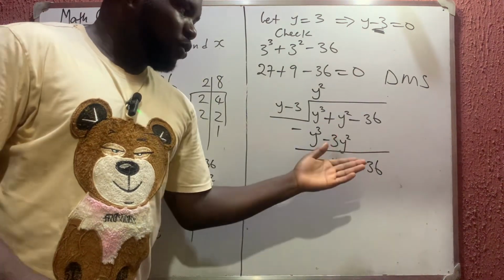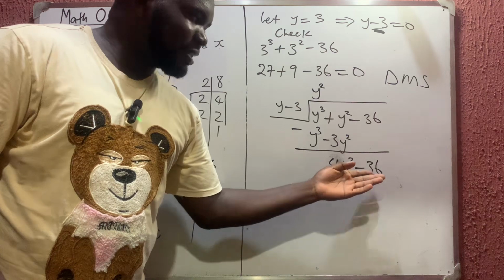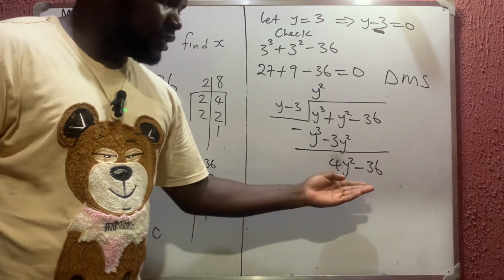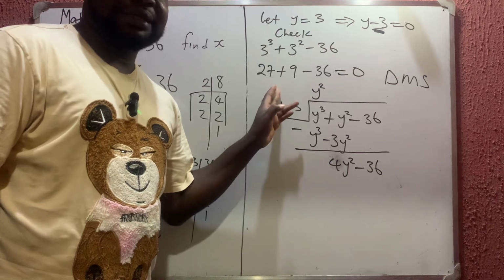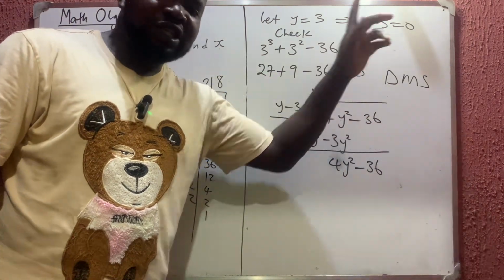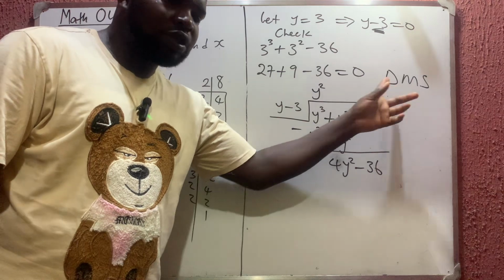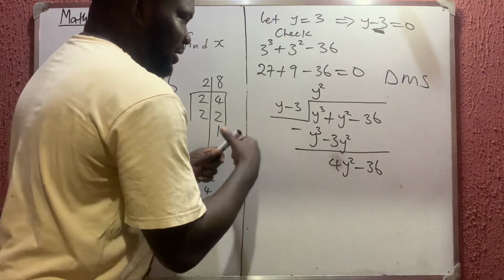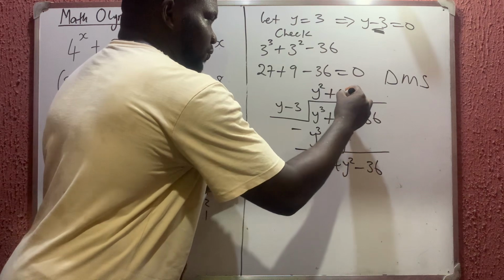We repeat. Why? Because any answer gotten after subtraction is called your remainder. And if you look at it, you see that this remainder is not less than this. It's still greater. So I'm going to repeat the DMS again. The DMS says, use only the first person to divide the first person. So this divided by this, I'm going to have plus 4y.